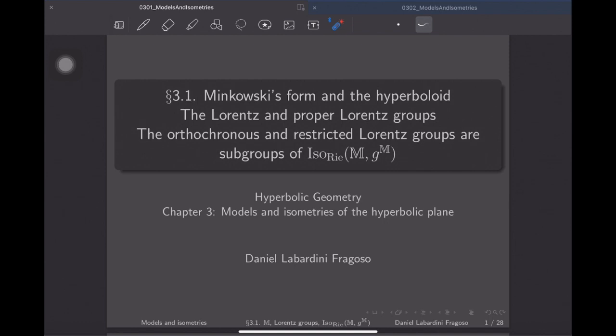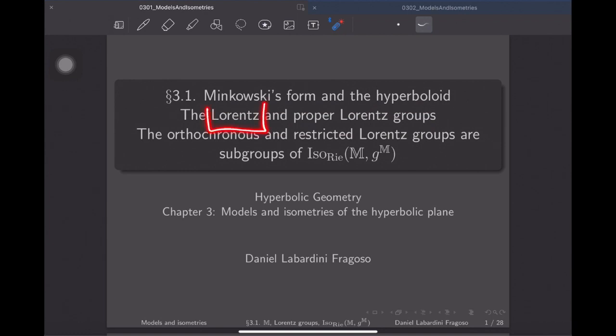Okay, so let's start as usual with the review from last time. So last time we introduced Minkowski's hyperboloid by means of Minkowski's form, right? Actually, by means of the quadratic form associated to Minkowski's form, and we defined the Lorentz and proper Lorentz groups.